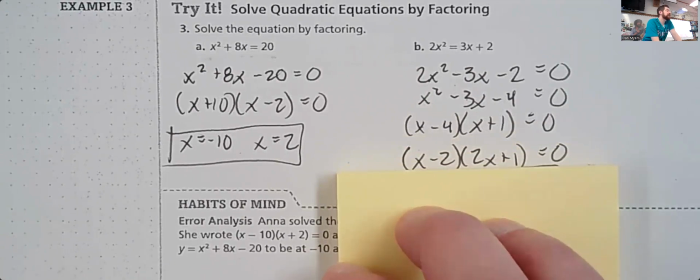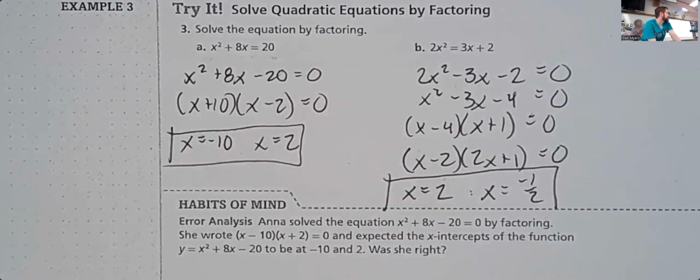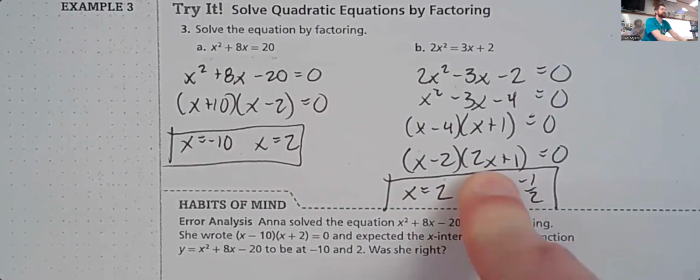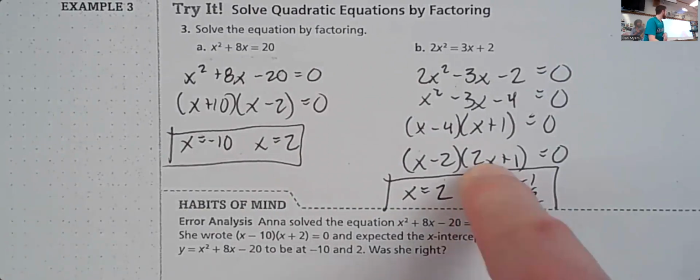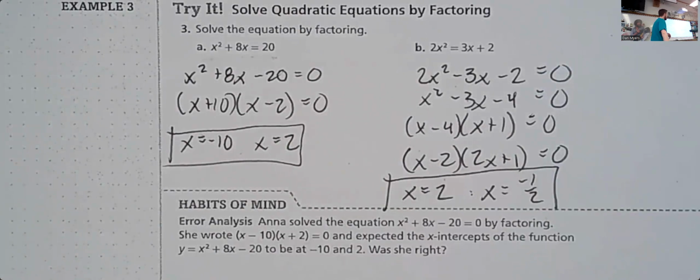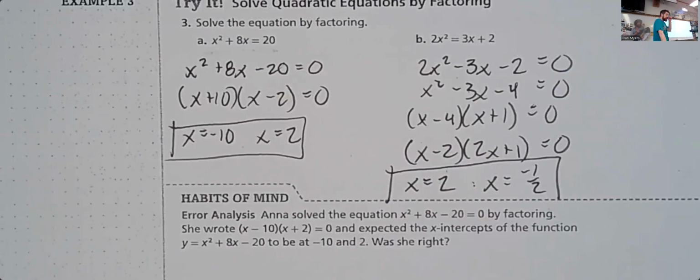Anybody have the answers for this? So 2 and negative 1/2. Yeah. So x equals 2 and x equals negative 1/2. If you set 2x plus 1 equal to 0, you'd subtract 1 from each side to get 2x equals negative 1, then divide by 2 to get x equals negative 1/2. So those are our two answers for B. Questions on A or B before we move on?